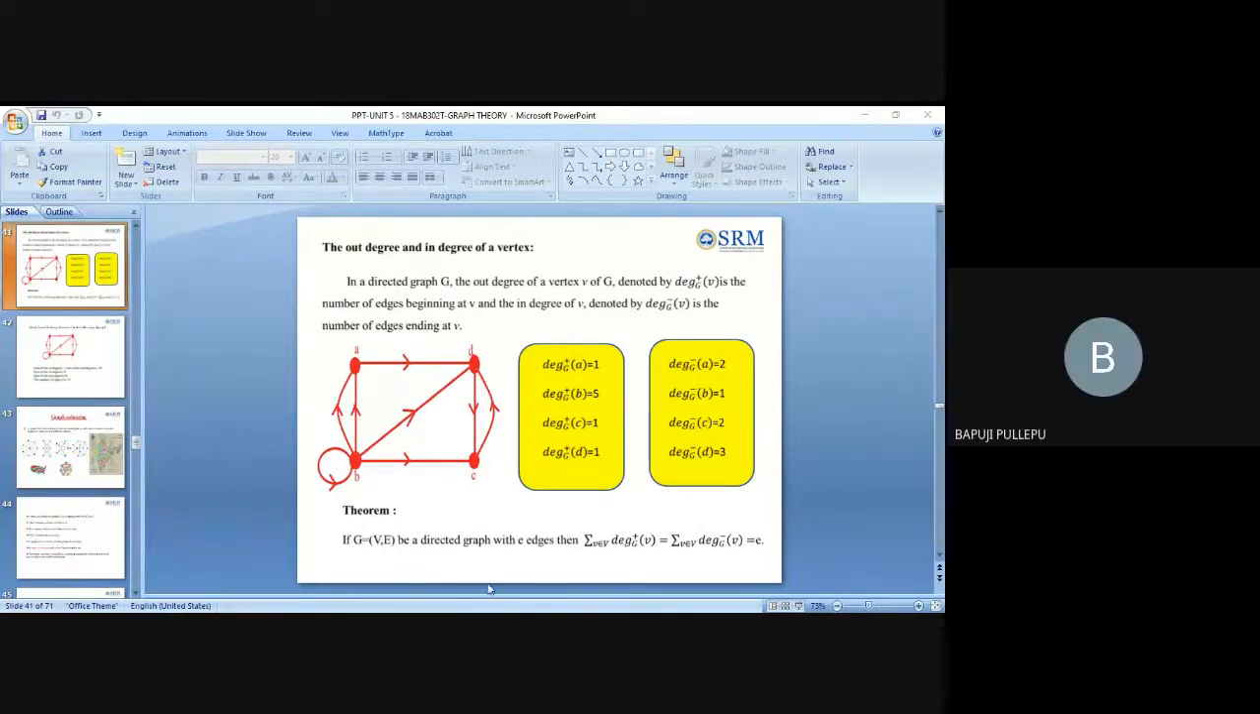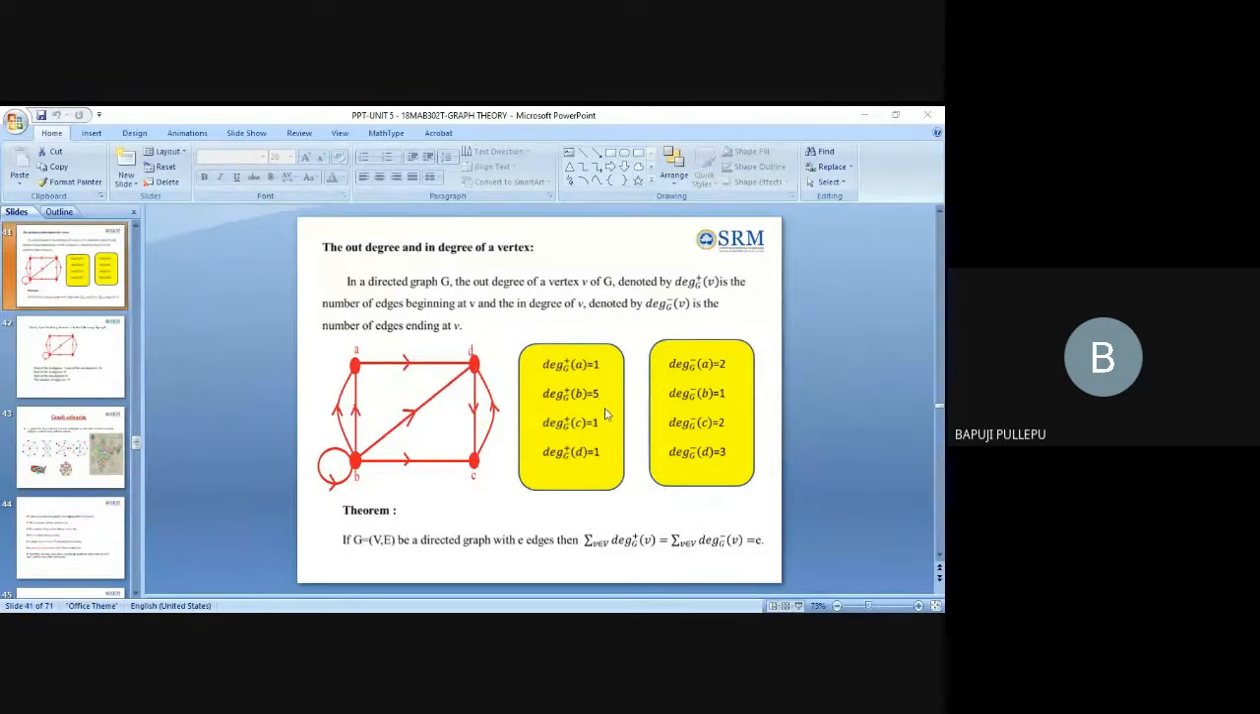Now, if G equals (V, E) is a directed graph with E edges, then the sum of all in-degrees equals the sum of all out-degrees, and both equal E. Directed graph means the sum of all degrees is equal. Clear?